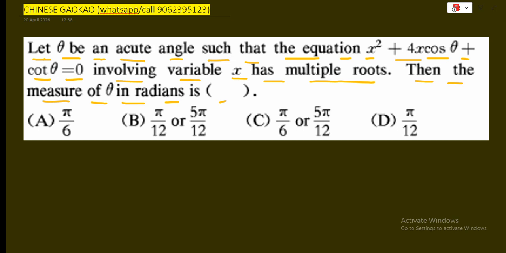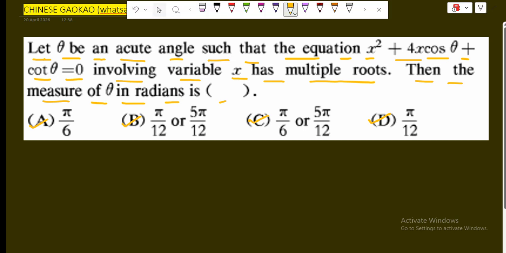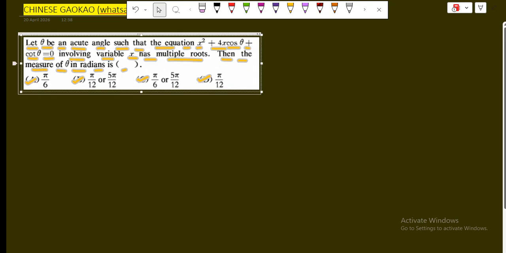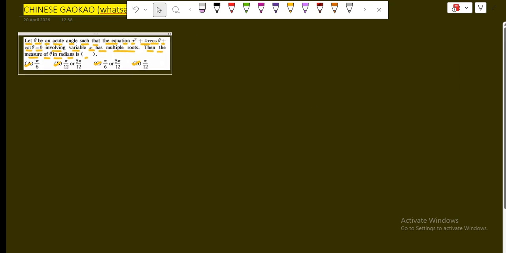Option number A says pi by 6. Option number B says pi by 12 or 5 pi by 12. Option number C says pi by 6 or 5 pi by 12. And option number D says pi by 12. Okay, so we will solve this question and we will learn all the concepts behind this question.